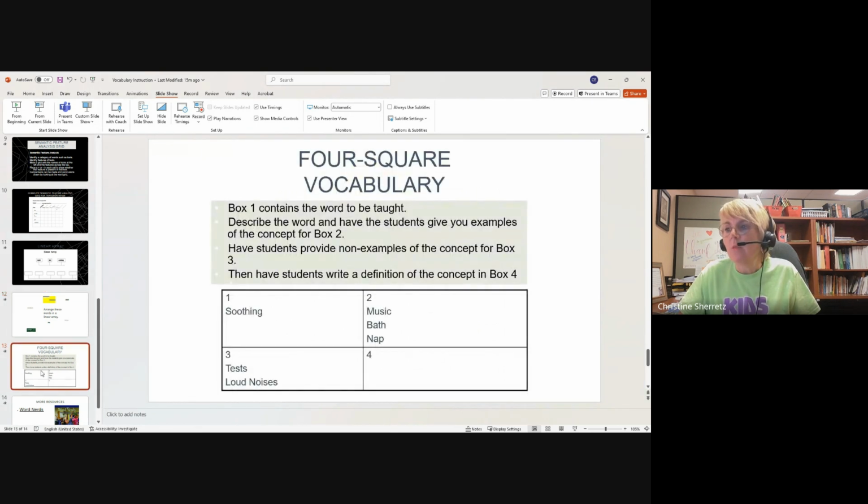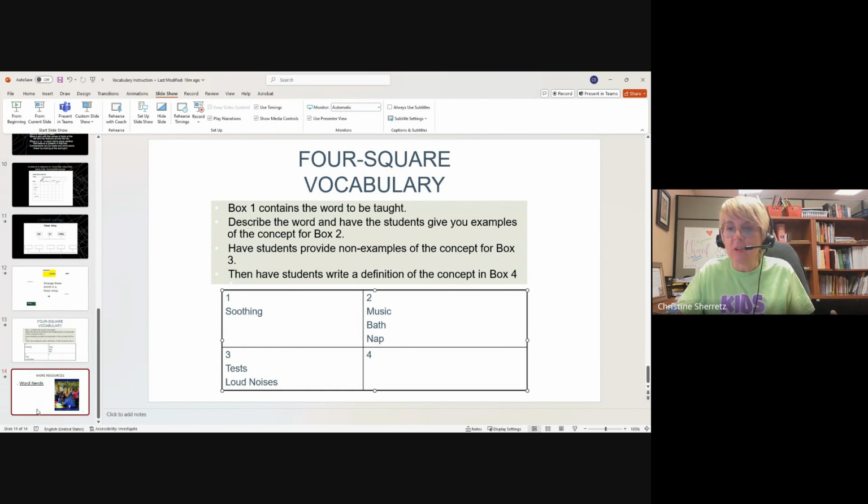Then we have what we call four square vocabulary. This is where we're going to put the word in the first box. So let's say the word is soothing. In box 2, we're going to describe, give examples. So music is soothing, a bath is soothing, a nap is soothing. What are non-examples? Tests are not soothing, and a loud noise is not soothing. And then in the fourth box, the students would write their own definitions. So again, I'm just sharing a few strategies with you.